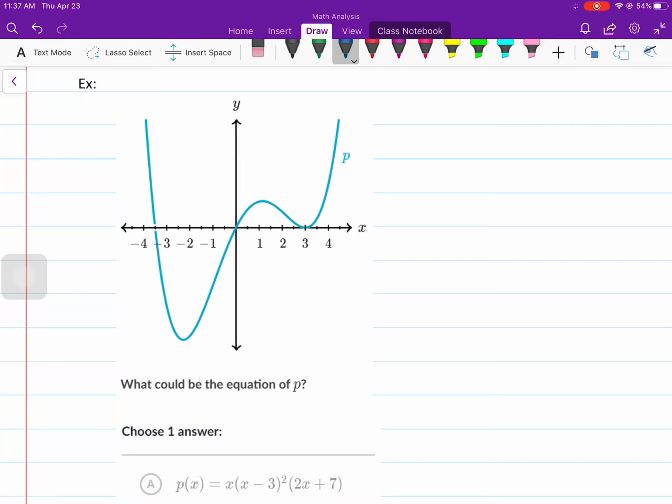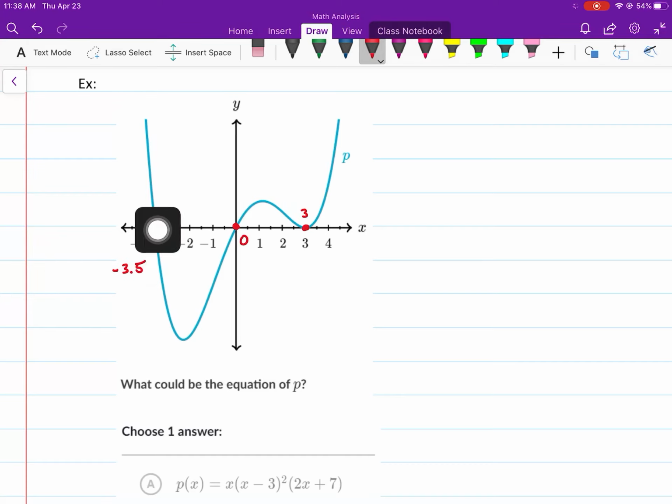Now that we've gone through those other two examples, this should be really easy. We're going to go ahead and find out what equation could possibly be this graph. So let's start with our zeros. We have a 0 at negative 3.5. And they'll probably have that as a fraction, but we'll take a look right now. Then we have a 0 here, and then a 3 there. So there's our 3 zeros.